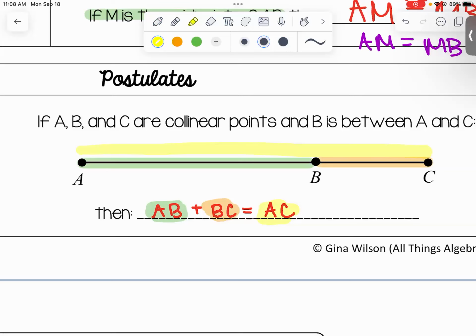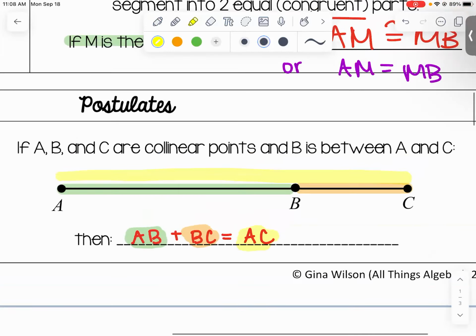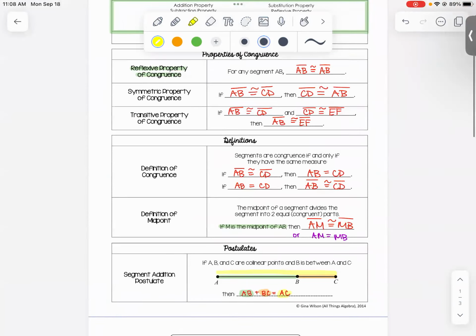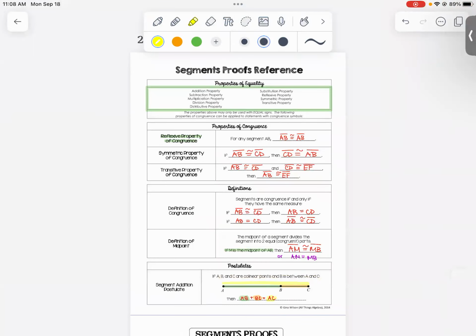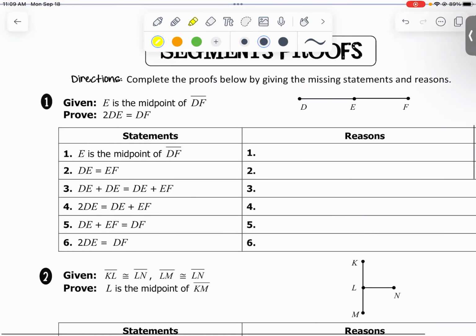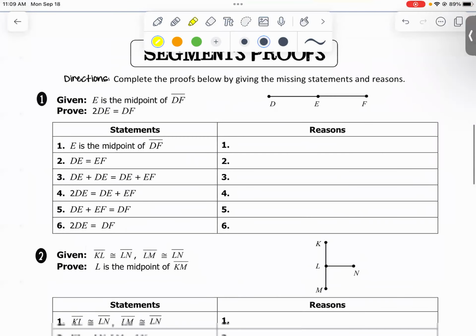Okay. All right, so here we go. We're going to start writing some proofs. When we are writing proofs, our reasons are going to be properties, definitions, or postulates. So go ahead and turn to the next page, page 12. We're going to go through some proofs where the statements are already done for us, so you can kind of see what that looks like.